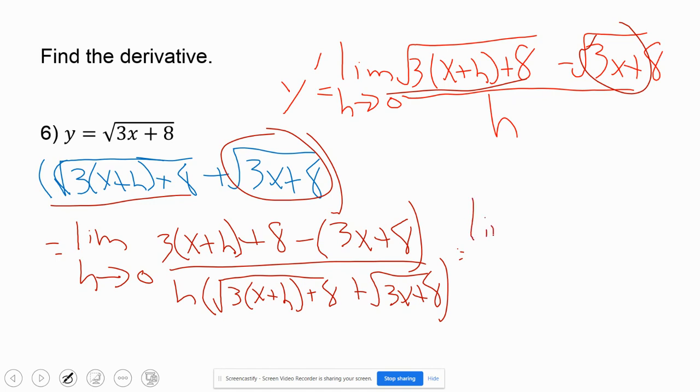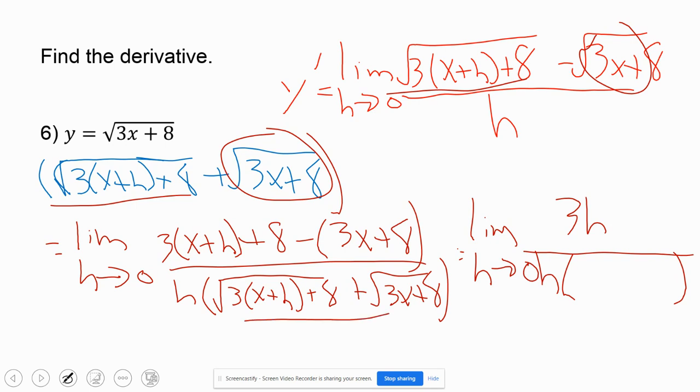All right, on top, I've got the limit as h approaches 0 of, if I distribute, the top 3x and then a minus 3x that cancels, I've got a 3h. And then I've got an 8 minus 8, which cancels. The only thing I should be left with is a 3h. On the bottom, I have h times the entire conjugate, and just because I'm going to run out of room, I'm not going to write all that, but I understand this conjugate is in here. And then I am going to cancel this h with the h that's on the outside. So what I'm left with is the limit as h approaches 0 of 3 over the conjugate.